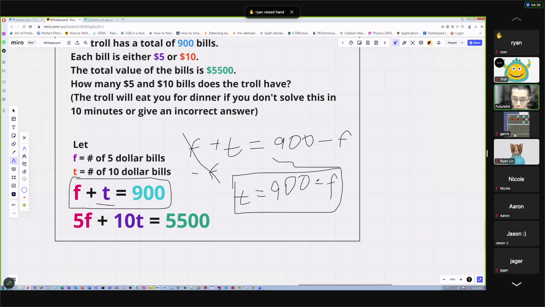That means if we can find F, let's say we found F was equal to 0, then Ryan, how much would T be? I have an answer. I think it's 450. Don't say it yet. I don't really know. I just have an idea.